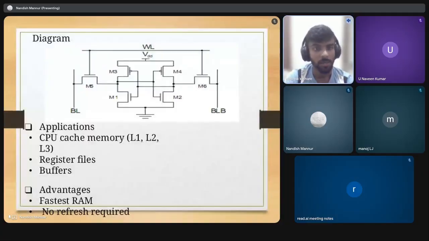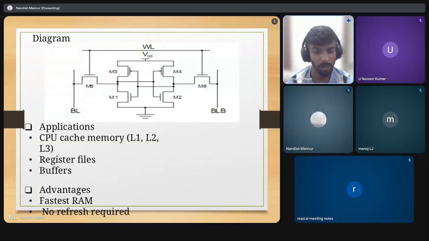The explanation about the diagram: the diagram shows a 6T SRAM cell, and the WL, the word line, controls the access to the cell. BL and BLB, the bit lines, are used to read and write the data. The transistors maintain data using feedback, ensuring stable storage.